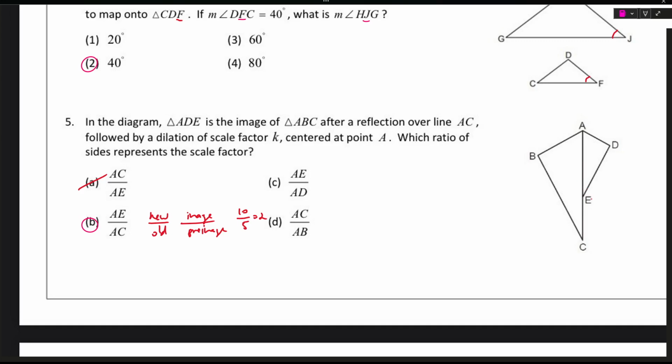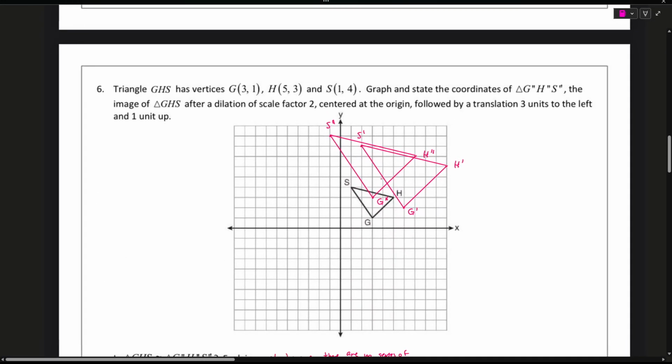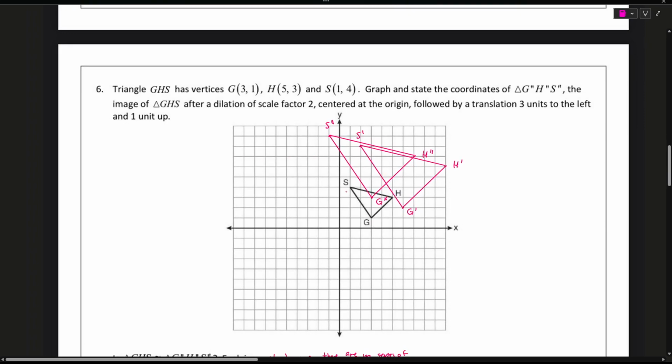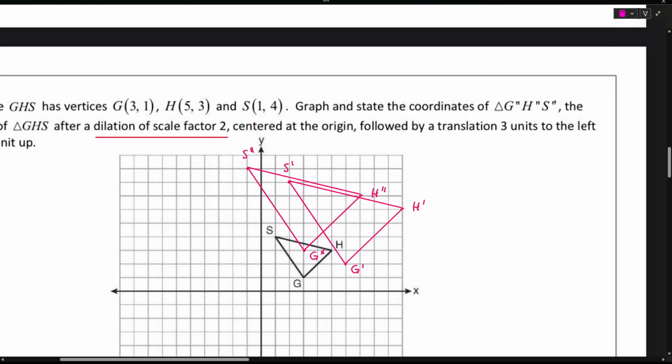Yeah, that's it. Okay, and then this I did here, right? So basically, we have the triangle that they already sketched, and then it says there's transformations that they did. The first one, it says a dilation scale factor of 2, followed by a translation 3 units to the left and 1 unit up. So let's take care of the first thing first, right?